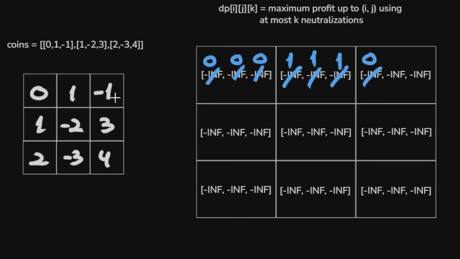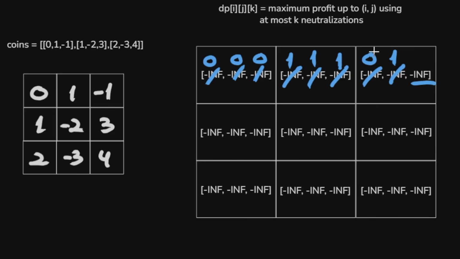1 plus 0, because we are using the current neutralization, is 1. Now, here we are using at most 1 neutralization, but we could use 0. Now, what if we don't use the neutralization? Well, we can look at the previous accumulated number at the same index, 1, and add the current number. 1 plus minus 1 is 0. And the maximum between these two numbers and minus infinity is 1, so this is 1.